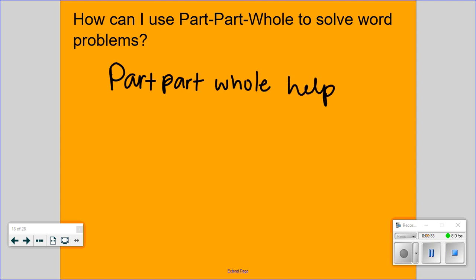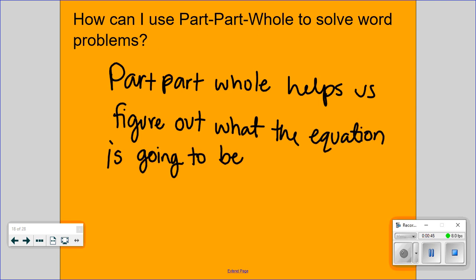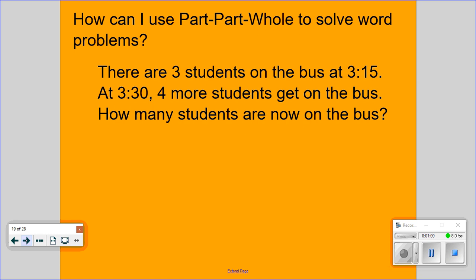it helps us figure out or determine what the equation is going to be. So it's not going to help you necessarily solve the problem, but it's going to help you determine what that equation is. Alright, so we're going to look at some examples. If I am using the part whole with bar model, we're going to use that to solve this word problem so you can see what that looks like.